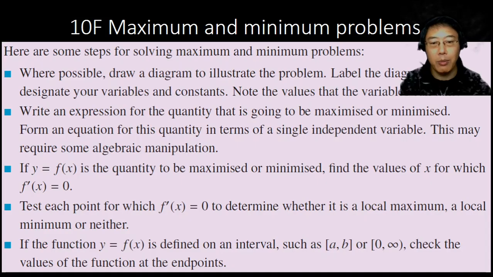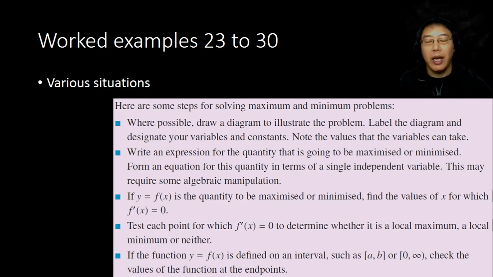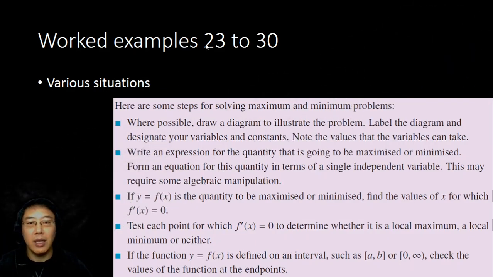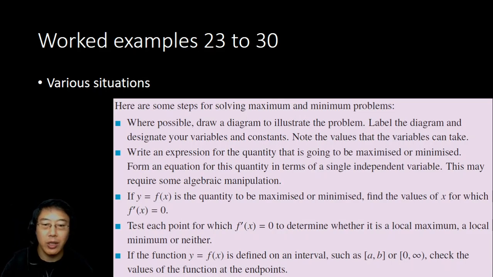Alright, so you can pause this to read the rest, and I'm just going to continue with the exercise. Now, 10.5 has a lot of worked examples. I'm going to go through one of them, but there are like 8 of them, so you need to go through them with different contexts, different wording, different situations. Some are geometrical, some may be related to physics, some related to population, and so on.